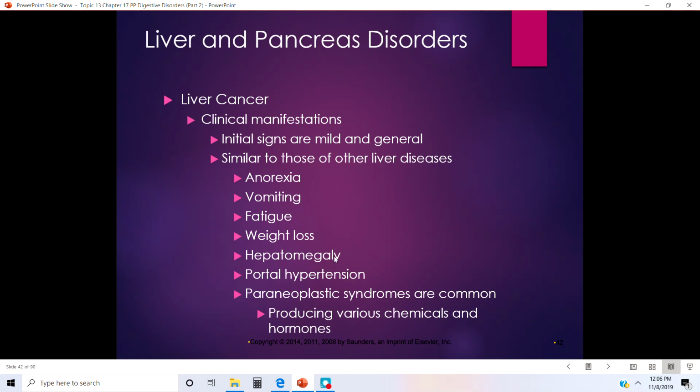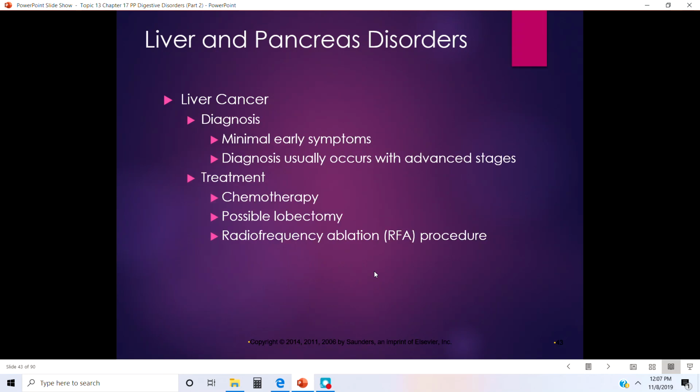Hepatomegaly would be enlarged liver, portal hypertension, again, increased blood pressure in the hepatic portal vein. These cancers also sometimes develop paraneoplastic syndromes, and that's where the cancer produces different chemicals and hormones, right? Inappropriately, right? They don't really follow the normal rules of negative feedback. Once the hormone level goes up and we don't need it anymore, a normal endocrine gland will stop producing the hormone. Well, in the cancer, the cancer will continue to produce the hormone even though we don't need it.